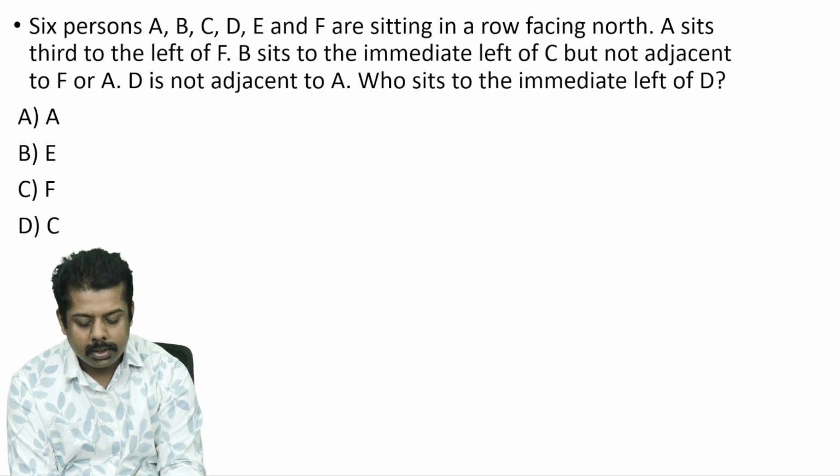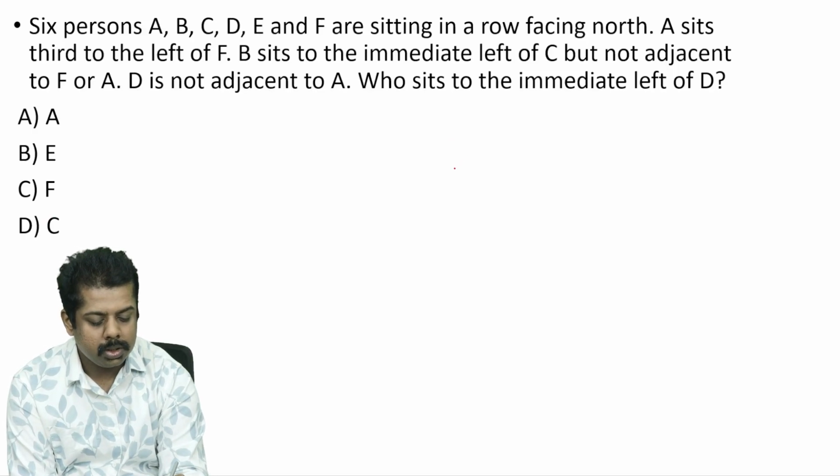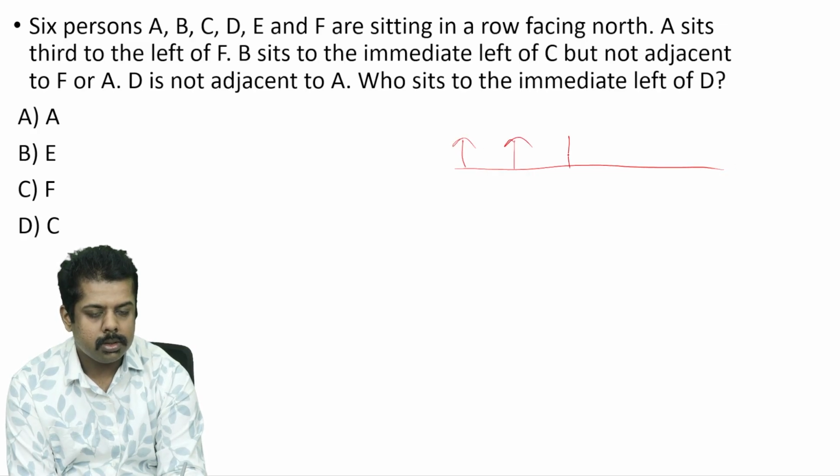Now in the next set they have 6 persons, so we can draw the basic diagram like we did in the last question. So 6 persons are only here: 4, 5, and 6.